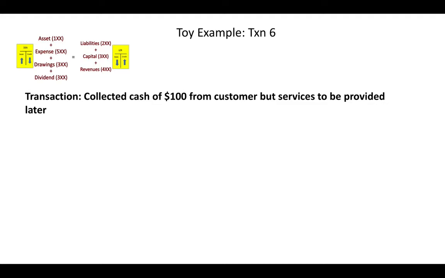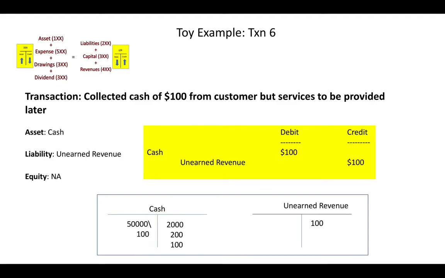I'm not going into the detail of transaction number 6. We can have a look that you have collected cash from a customer, but you haven't provided the service yet. So it is unearned revenue because you have a prepayment from a customer, but you are liable to provide him the service. So this is how it is.